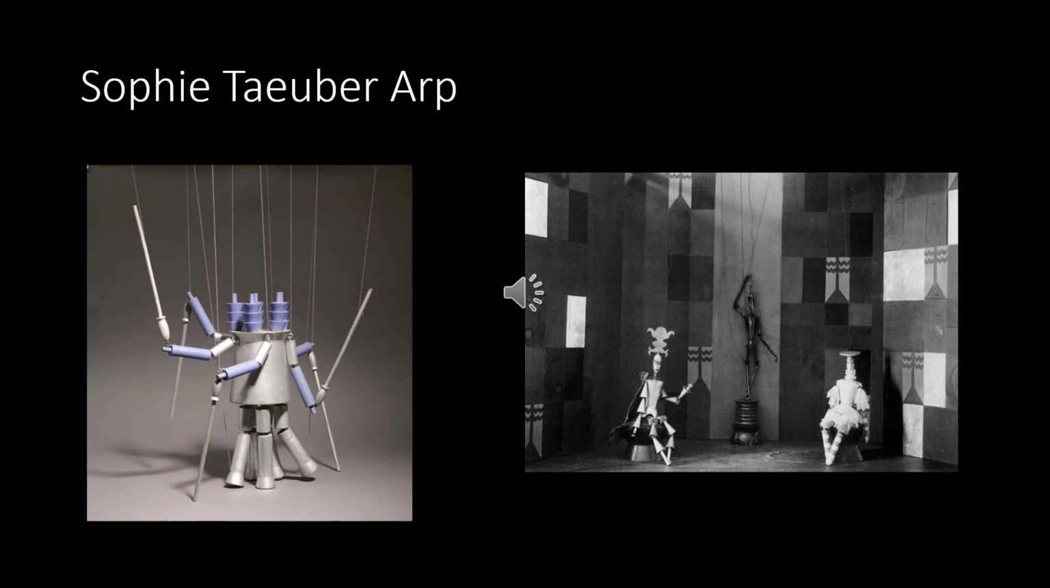Here are two of Taeuber's creations. On the left, one of her puppets still survives. It's a puppet that is very robotic-like. It's got multiple heads and arms and legs. And then over on the right, you've got a historical photograph of one of her small puppet theaters where she would put on these puppet shows at the Café Voltaire. You can see the background of these walls are covered in these paintings that she did herself, and then some of the puppets that inhabited that space.